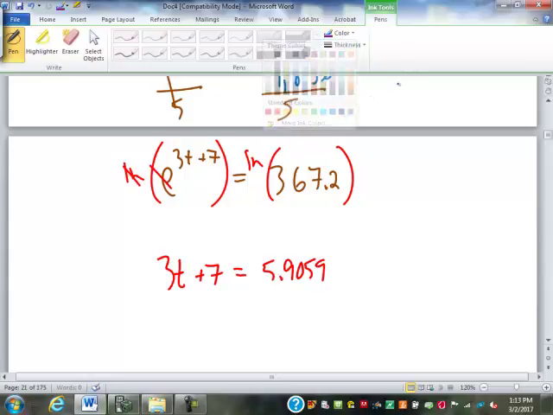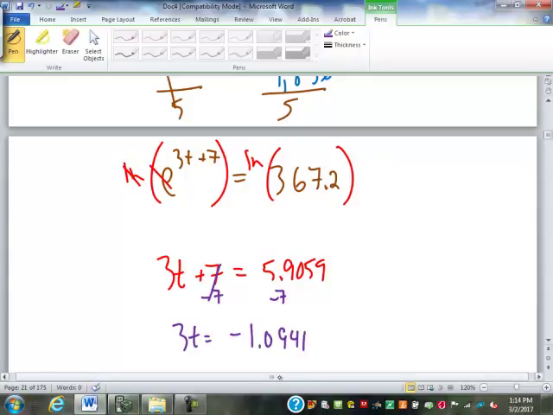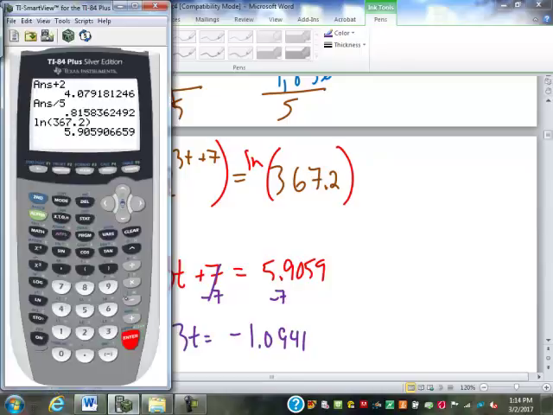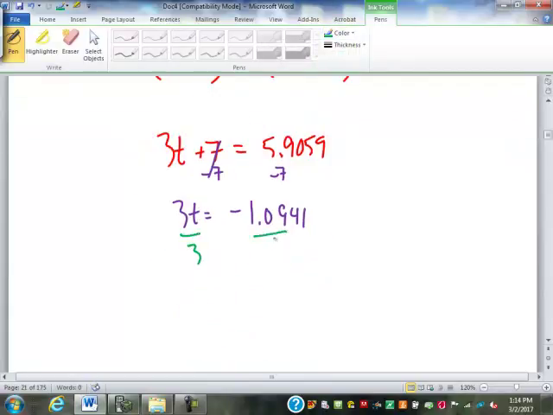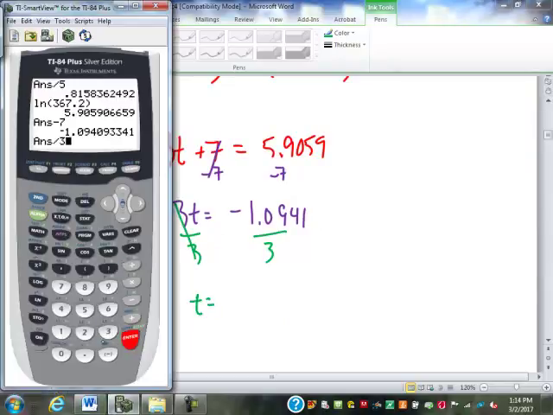Then what? We will subtract 7. So 3t equals negative 1.0941. I'll put it in my calculator here quick just so I have the running total. And yes, then we're going to divide by 3. So t equals negative 0.3647.